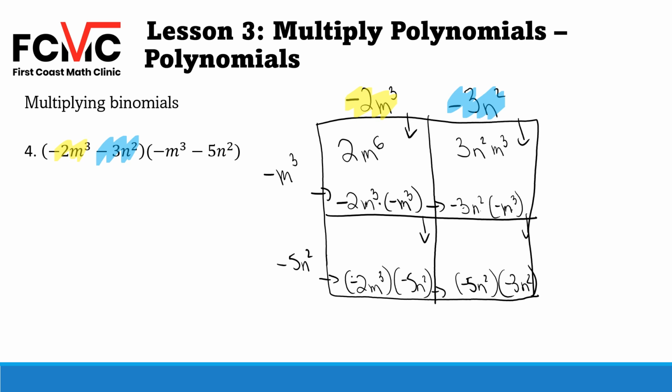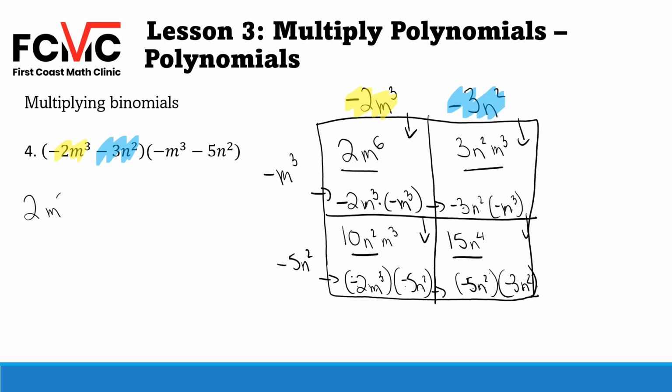Bottom left, negative 2 times negative 5 is positive 10. M to the third, n to the second. We can't multiply those, so we're just going to keep it n to the second, m to the third. And bottom right, negative 5 times negative 3 is going to give us positive 15. N to the second times n to the second is going to give us n to the fourth. Multiplying our bases, we're going to add our exponents. All right, so we've got our 4 terms here. Let's write this out.